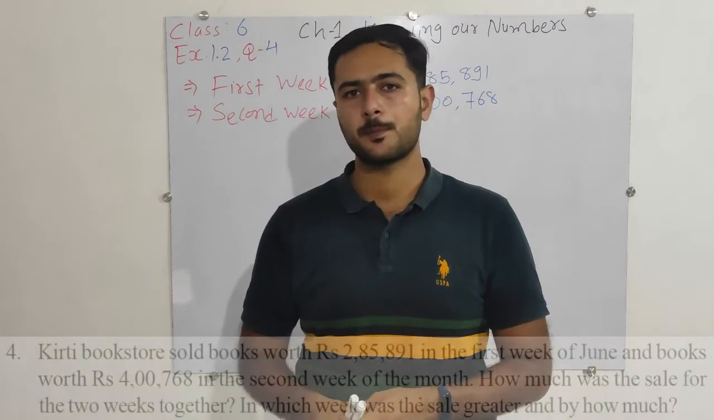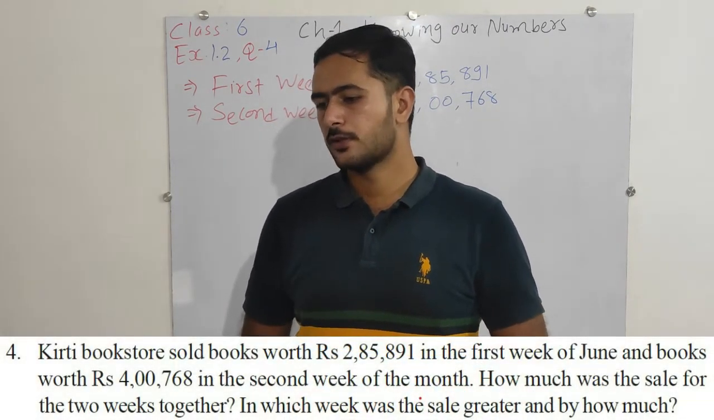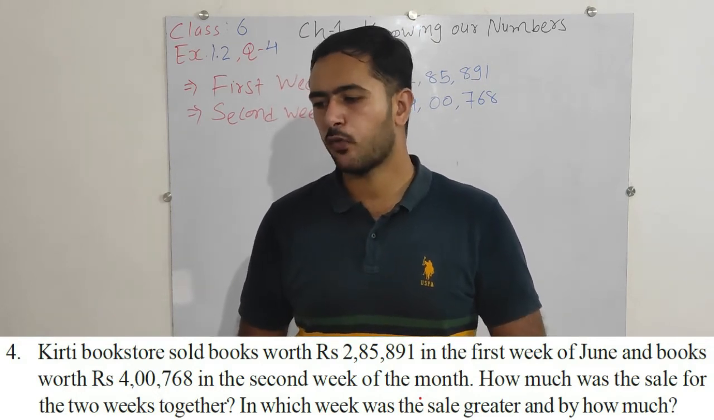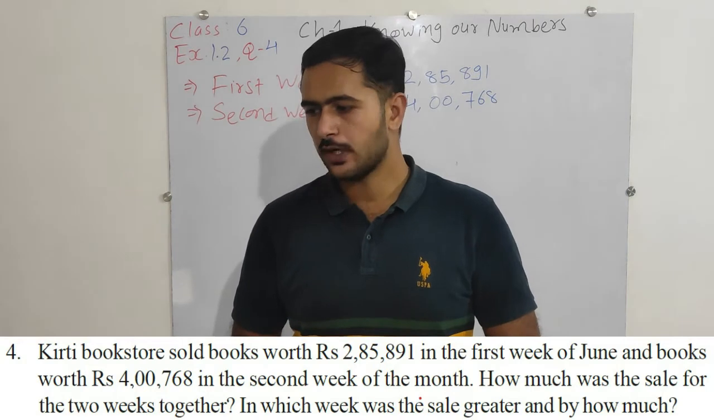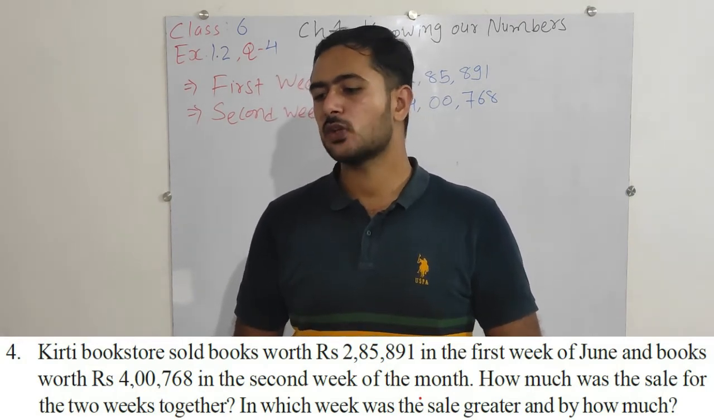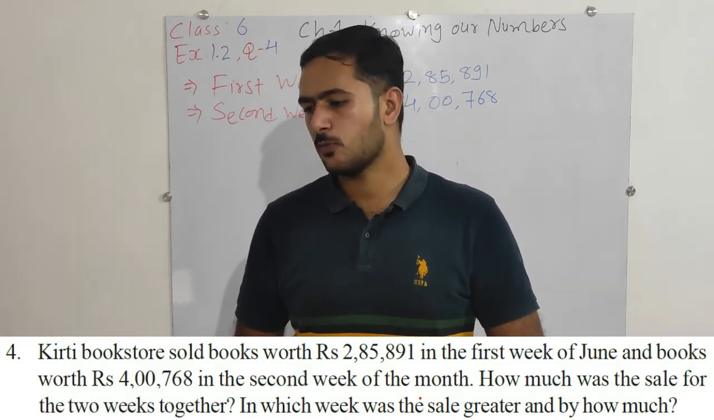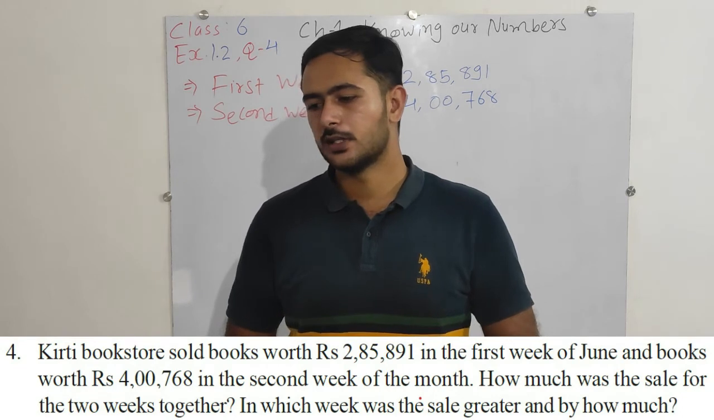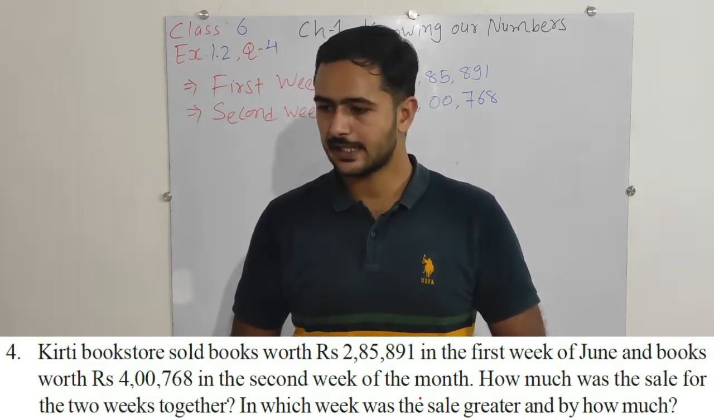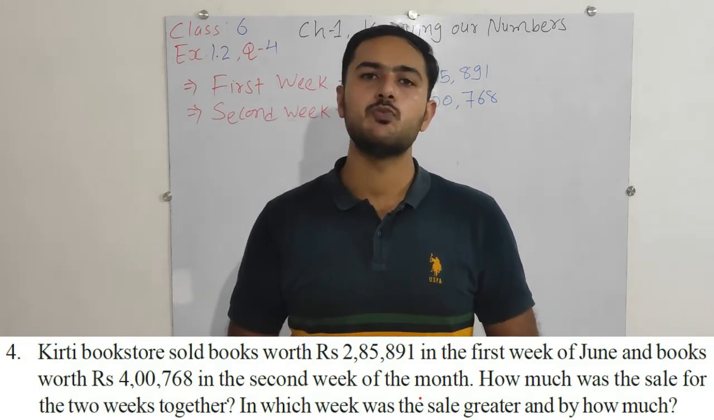Now question number 4. Given that Kirti bookstore sold books worth rupees 2,85,891 in the first week of June and books worth rupees 4,768 in the second week of the month. How much was the sale for the two weeks together? And the other question is, in which week was the sale greater and by how much?